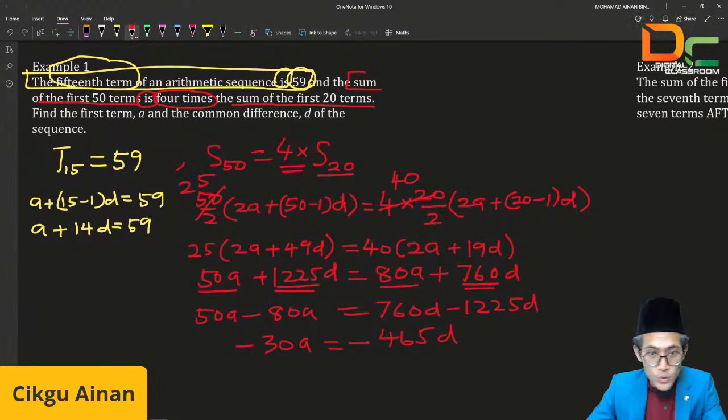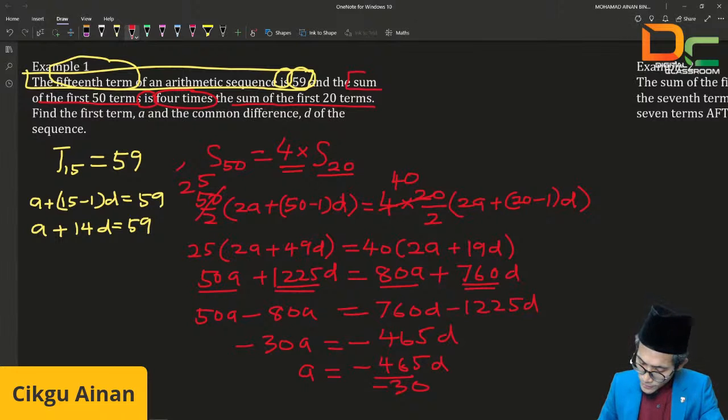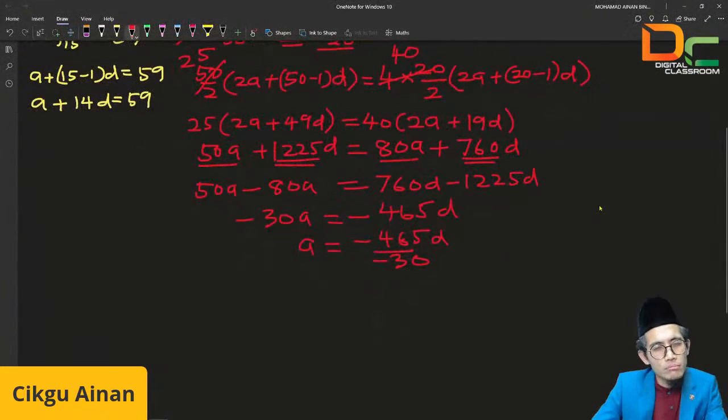And then we divide minus 465D by minus 30. So we get 31/2 D. That's fine. We haven't substituted yet. We just substitute this one.